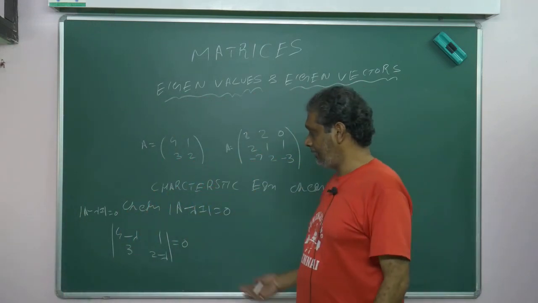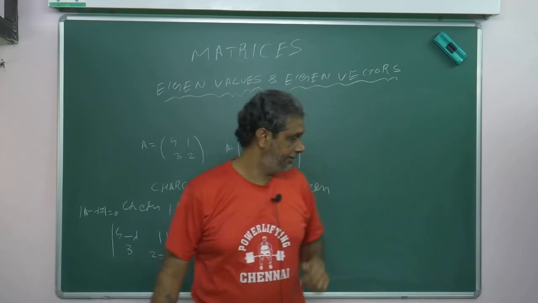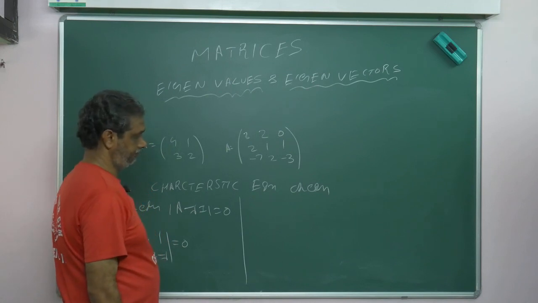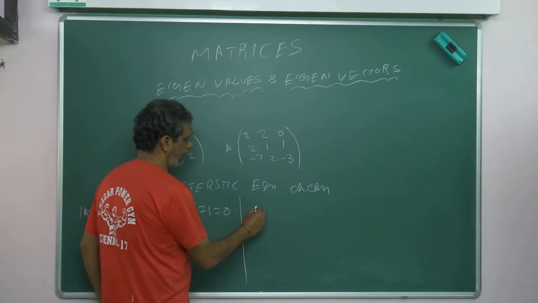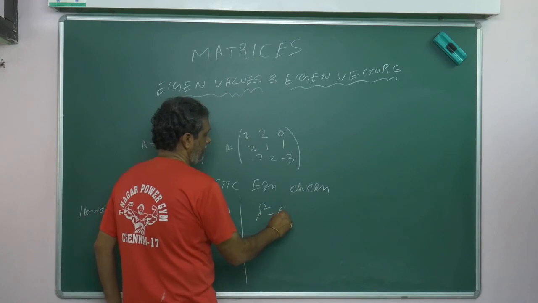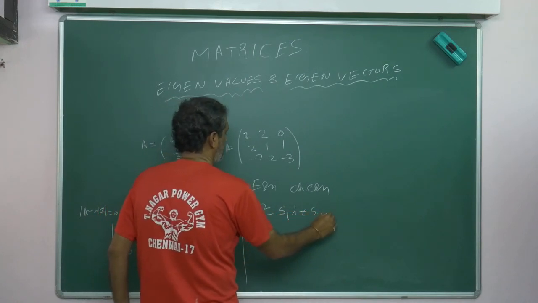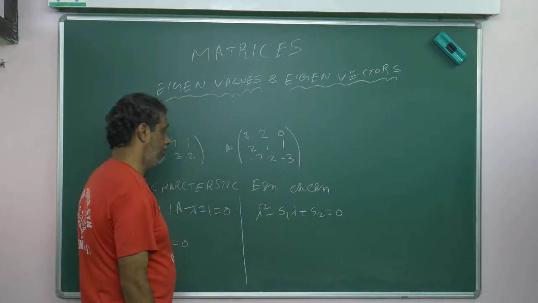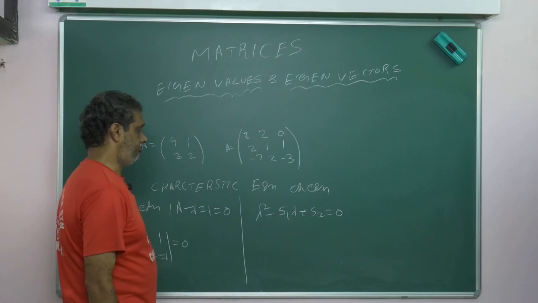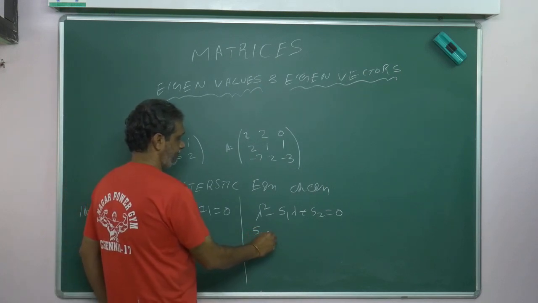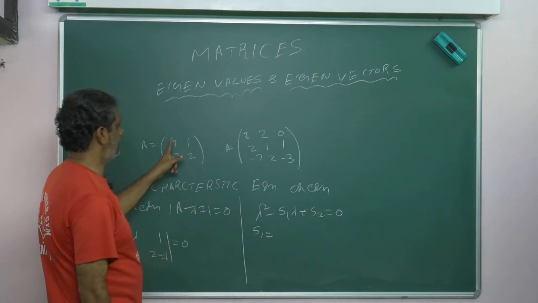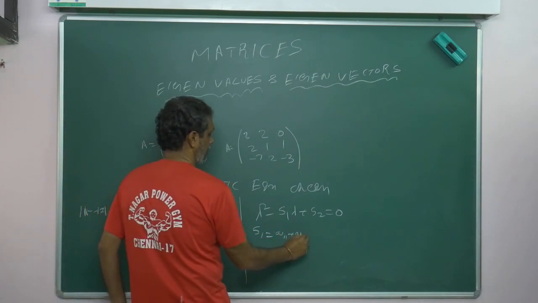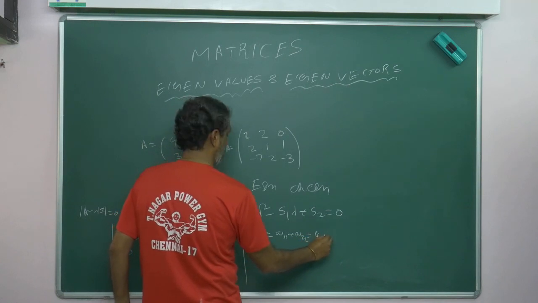Here I will follow a small shortcut. I will get a polynomial of second order in lambda: lambda square minus S1 lambda plus S2 is equal to 0, with signs plus, minus, plus. The lambda square coefficient you always keep as 1. Now who is my S1? The sum of the diagonal elements, A11 plus A22. So 4 plus 2.